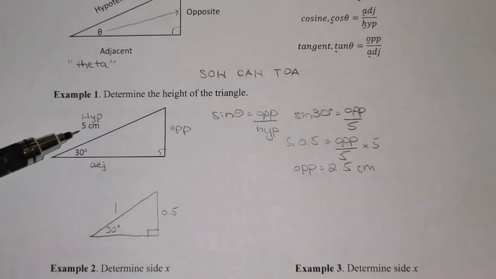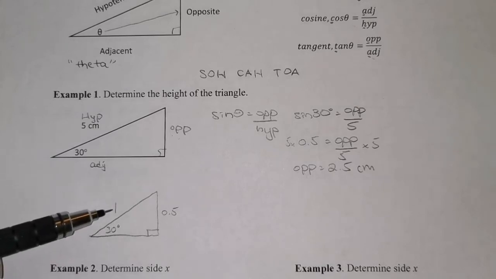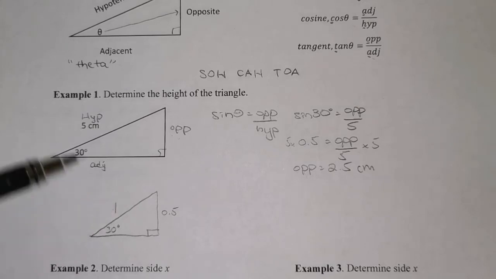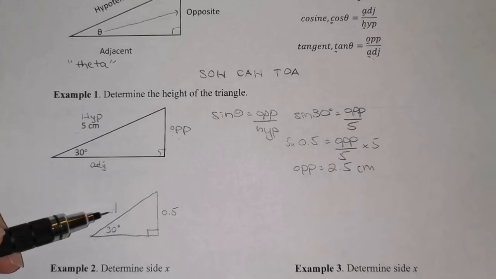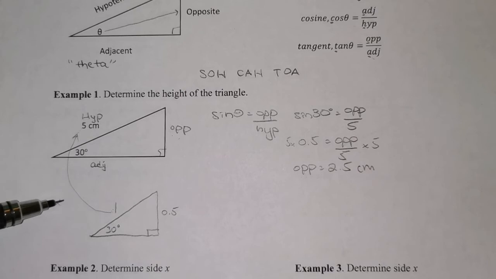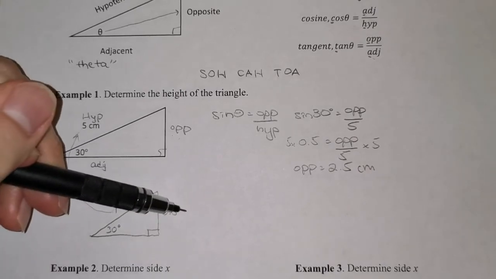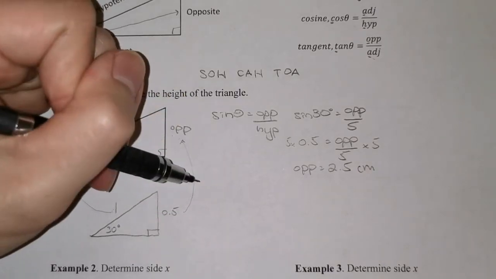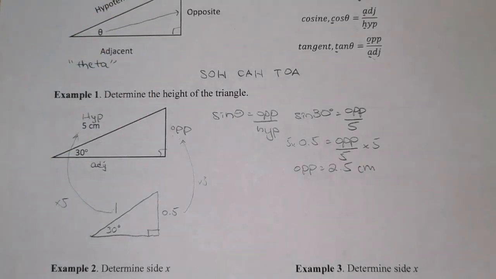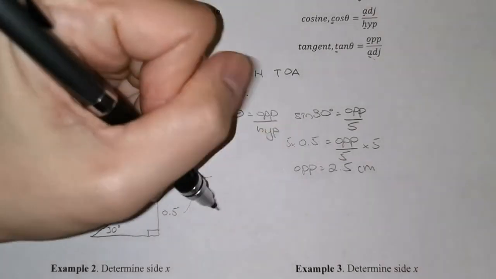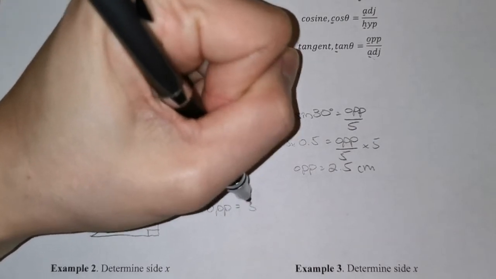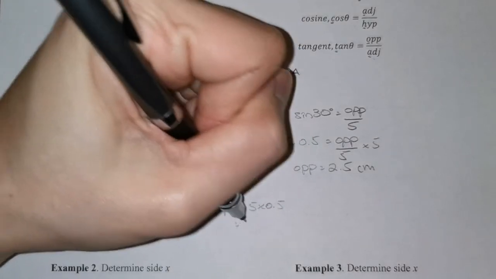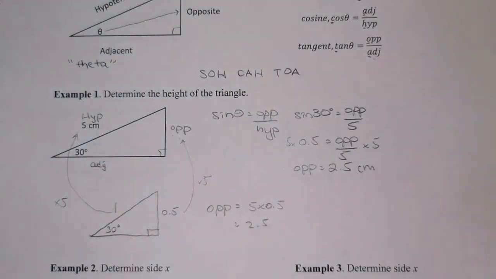So if we go back to this, you can see that our hypotenuse, you have to times it by 5. Which means if we want to find our opposite side, we should also times it by 5. So if we use this similar triangles way, then it's 5 times 0.5, which still gives us 2.5.